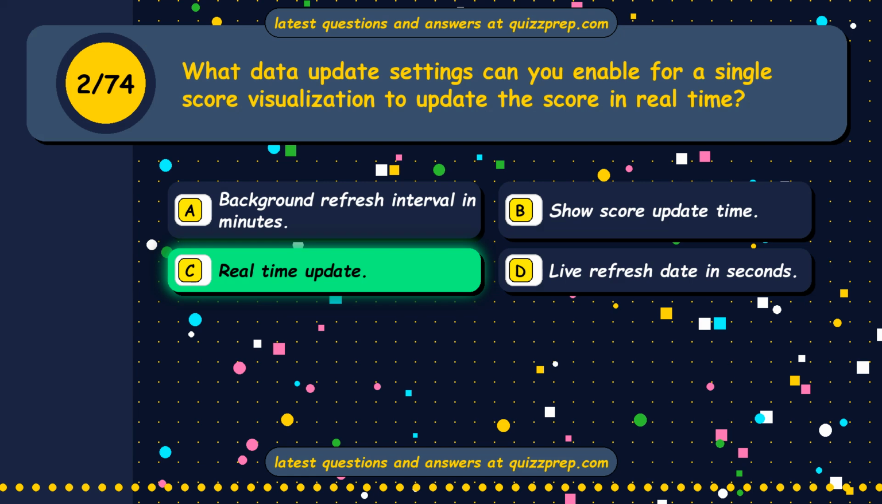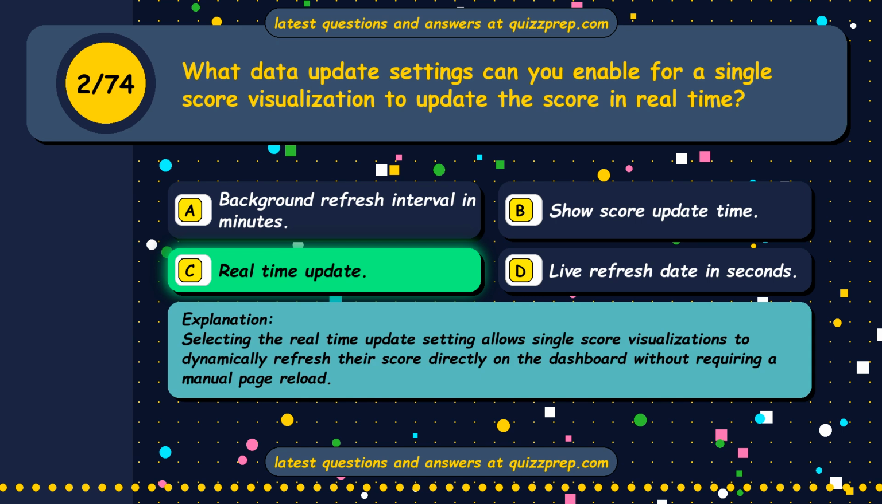The correct answer is option C, real-time update. Selecting the real-time update setting allows single score visualizations to dynamically refresh their score directly on the dashboard without requiring a manual page reload.